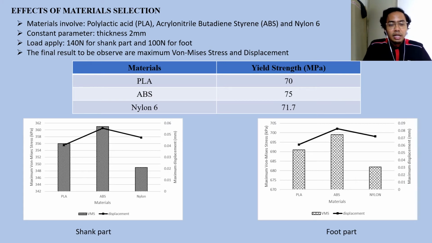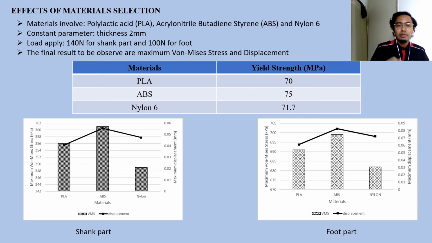As you can see, there are three types of material that have been selected in this analysis: polylactic acid (PLA), ABS, and nylon 6. But in this analysis, the constant parameter is the thickness, which is 2 mm, and the load applied for the shank part is 140 newtons, and the load applied for the foot part is 100 newtons.